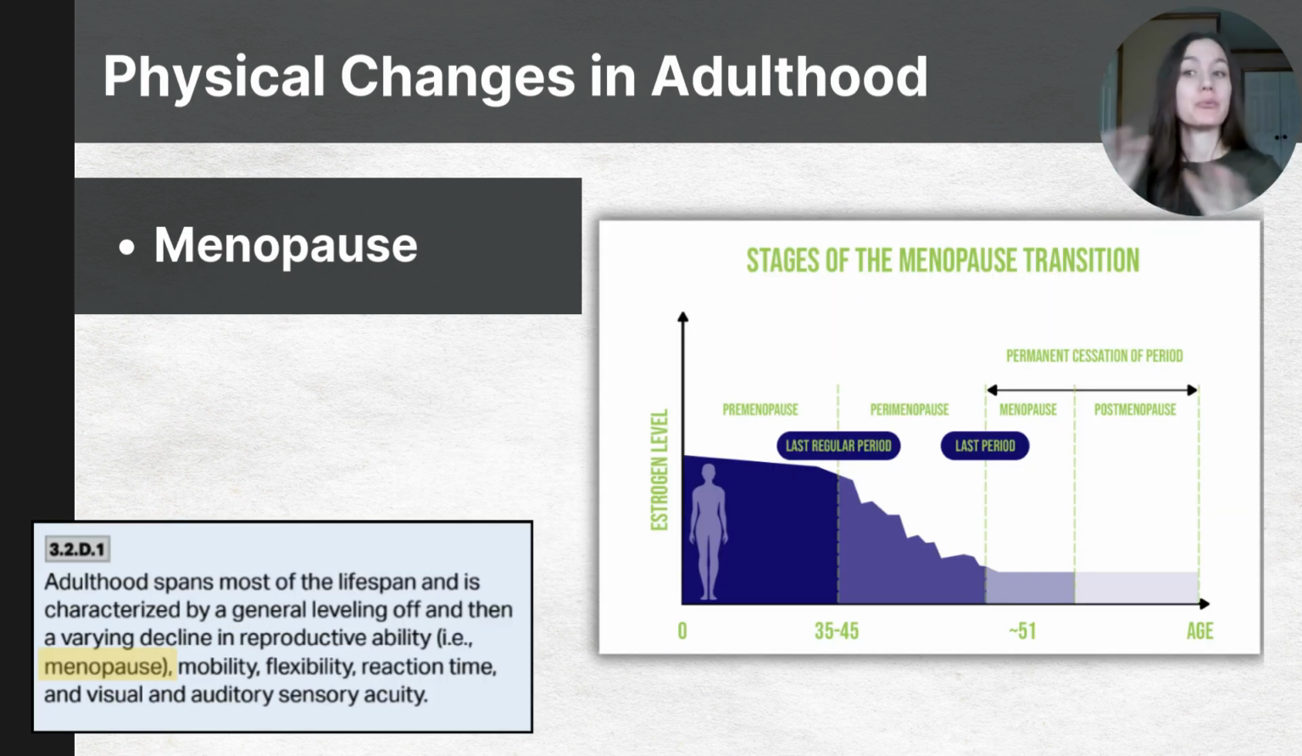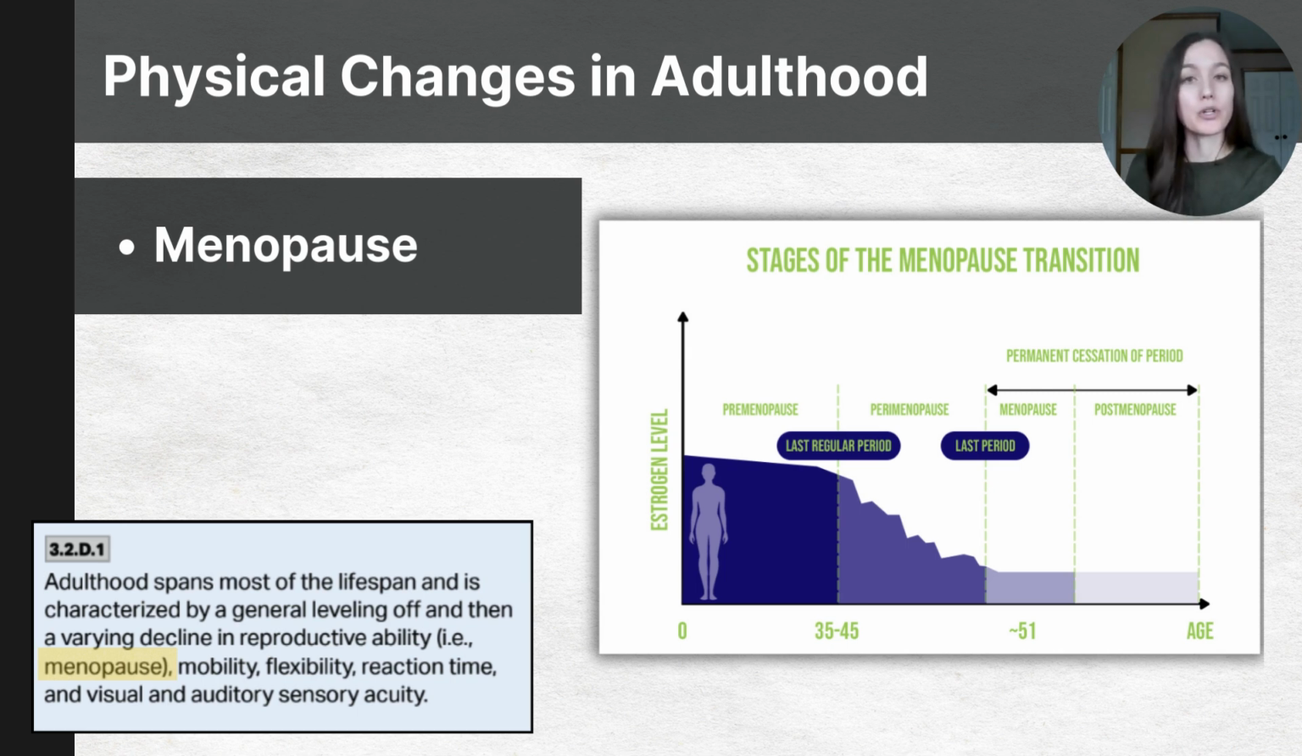Now, adulthood marks a large portion of the human lifespan and is marked by a gradual leveling off and decline of certain physical abilities. These changes are natural and are a part of aging, and they include a decline in reproductive ability, mobility, flexibility, reaction time, and sensory acuity. So, first, let's talk about reproductive ability.